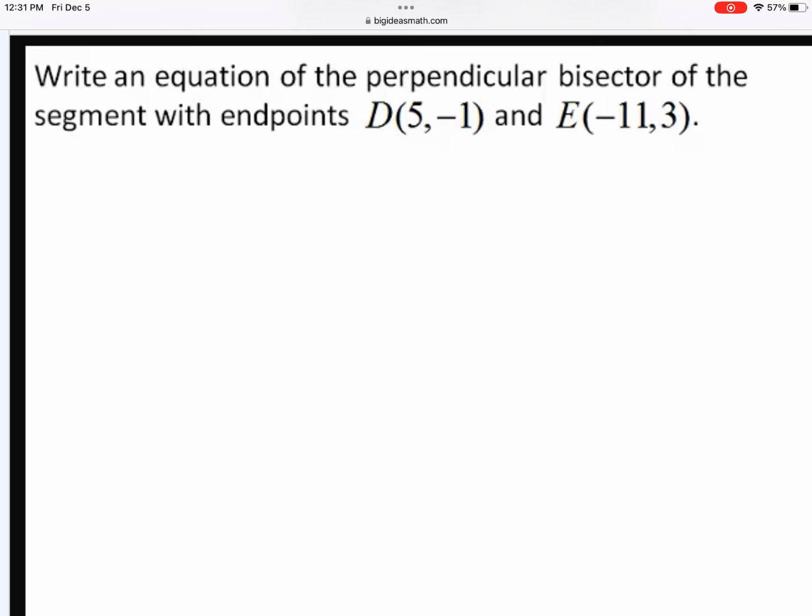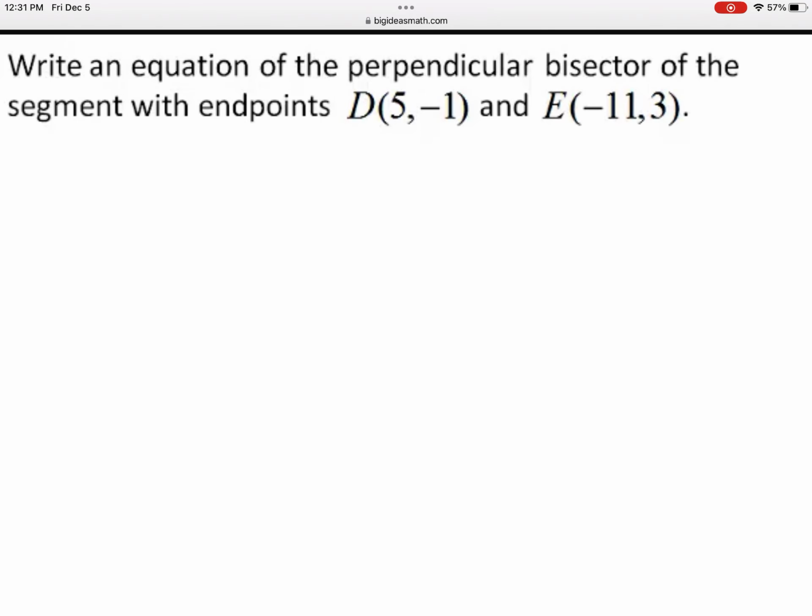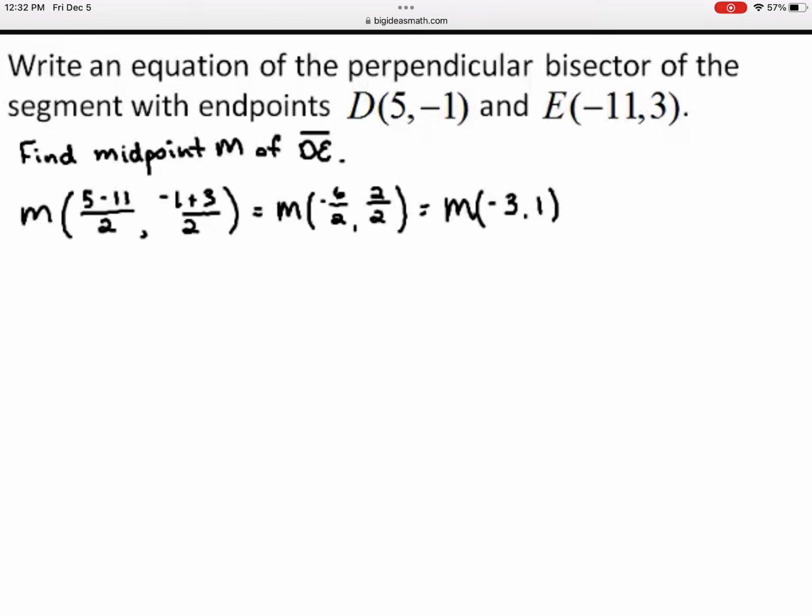Write an equation of the perpendicular bisector of the segment with endpoints D(5, -1) and E(-11, 3). By definition, the perpendicular bisector of line segment DE is perpendicular to line segment DE at its midpoint. So find the midpoint M of line segment DE. The coordinates of M are ((5 minus 11) divided by 2, (negative 1 plus 3) divided by 2), equals M(negative 6 divided by 2, 2 divided by 2), which equals M(negative 3, 1).